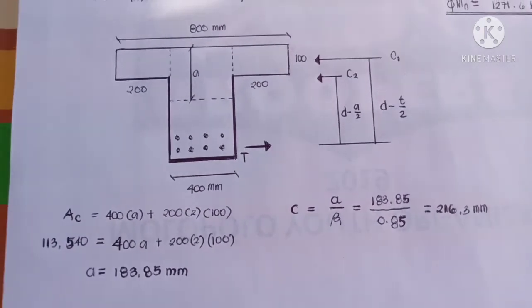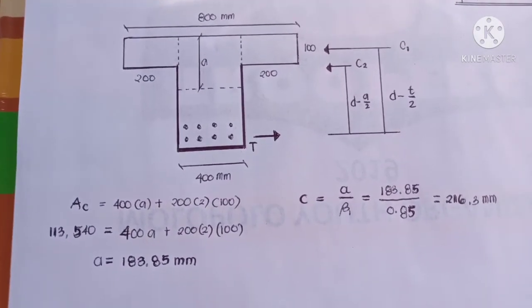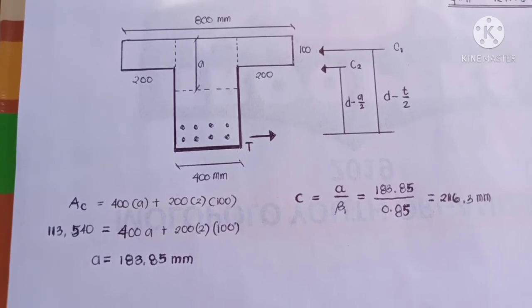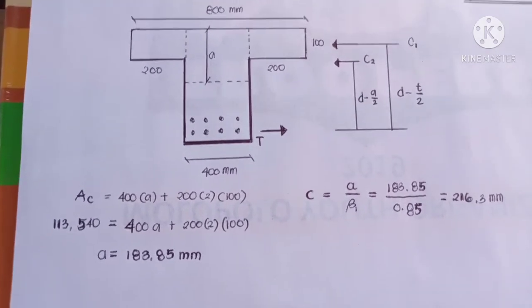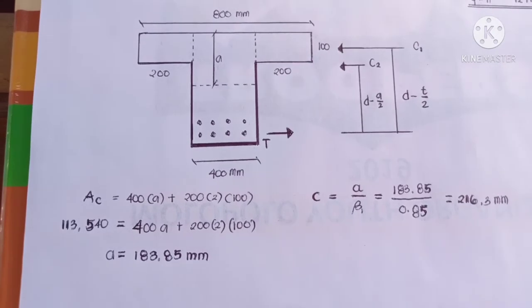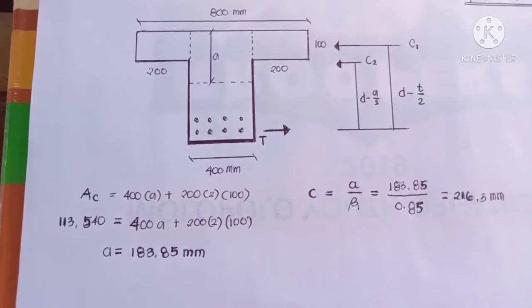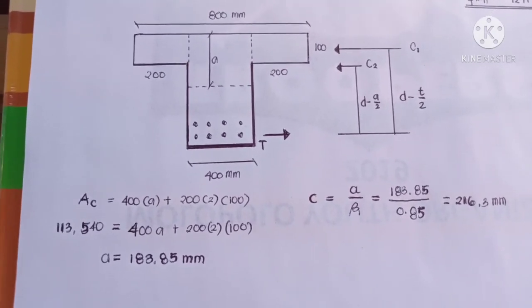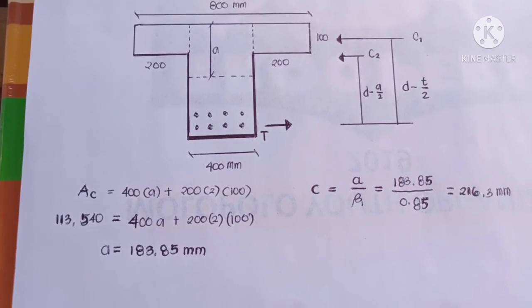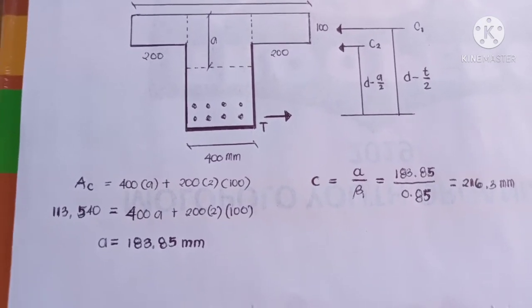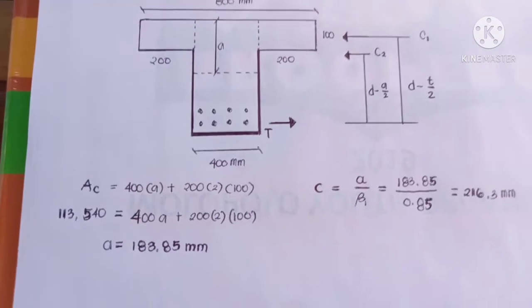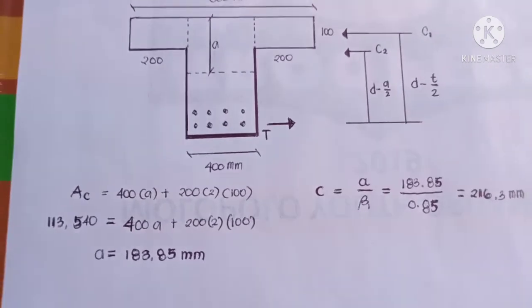Now that we have our a, let's compute for the value of c to check if it yields. So we have here the formula for the value of c, which is equal to a divided by beta 1, and it resulted as 216.3 mm.